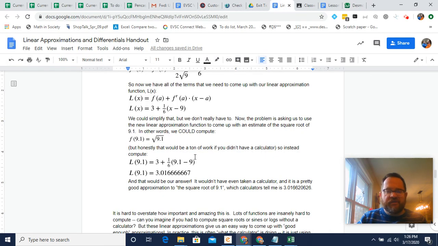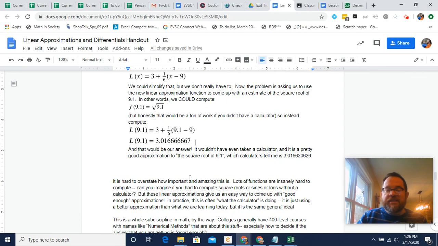So if I go over here to my linear functions, I'm going to go ahead and compute L of 9.1. That's going to be 3 plus 1/6 times 9.1 minus 9. And you crank that through on a calculator, or you do it on a piece of paper, whatever, and you get 3.016667. That is not the value of the square root of 9.1, but it is darn close to the actual value of the square root of 9.1, which actually is 3.01662, and goes on. But we got the first 5 or 6 decimal places right, which for many purposes will be good enough.